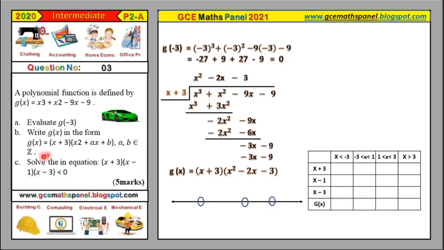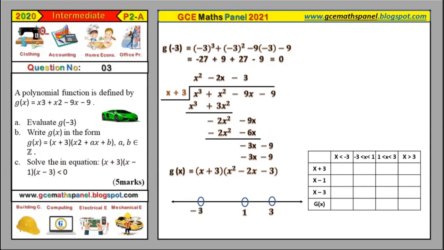being strictly less than 0 here, if you solve this one, x plus 3 is equal to 0, you have x equal to minus 3. If you equate x minus 1 to 0, you will have x equal to 1, and the same with x minus 3, you have x equals 3. So the three values that we have, you have minus 3 here, 1 here, and 3 here at this position.